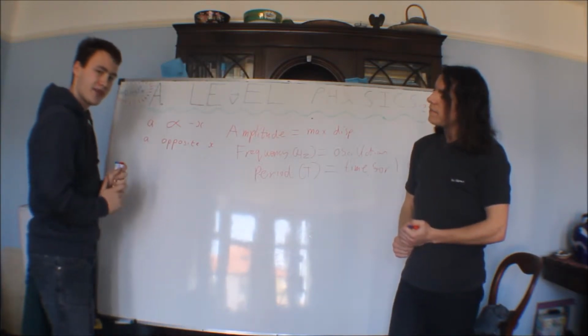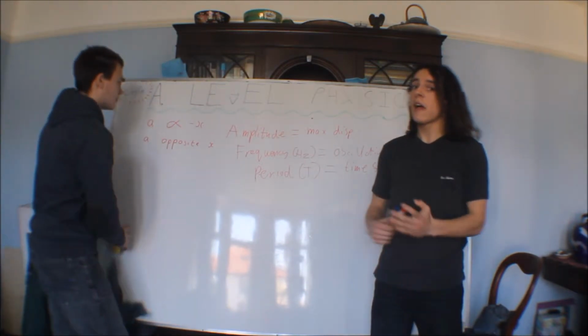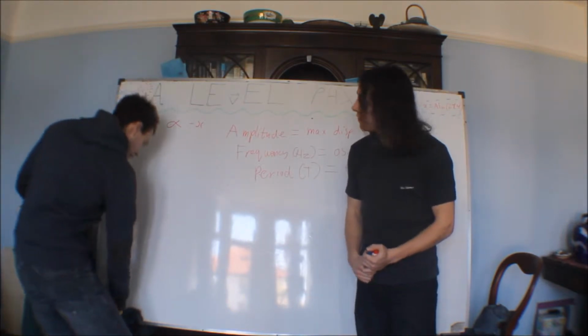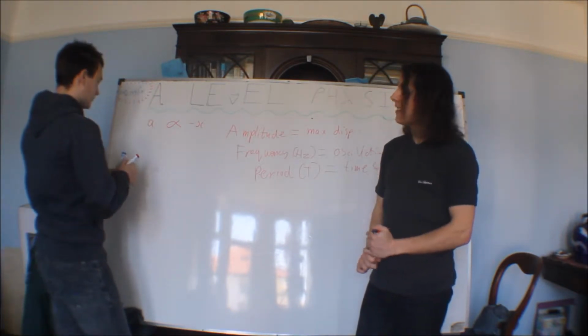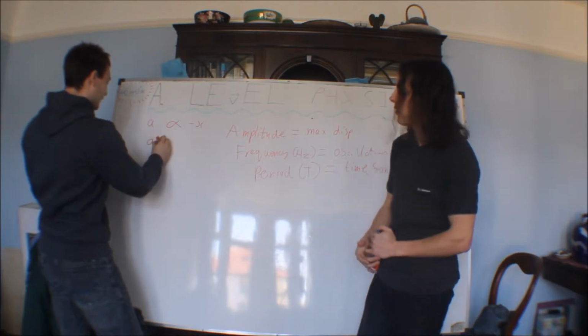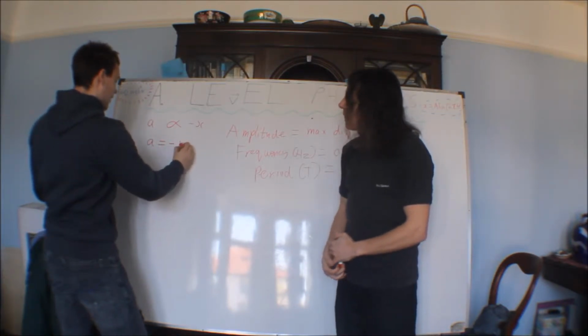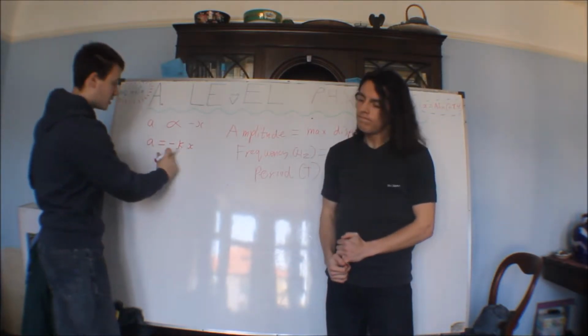Now, I don't like that proportional sign. As always, you get rid of it with a constant. Minus k x. The minus could be anywhere because it's being multiplied.